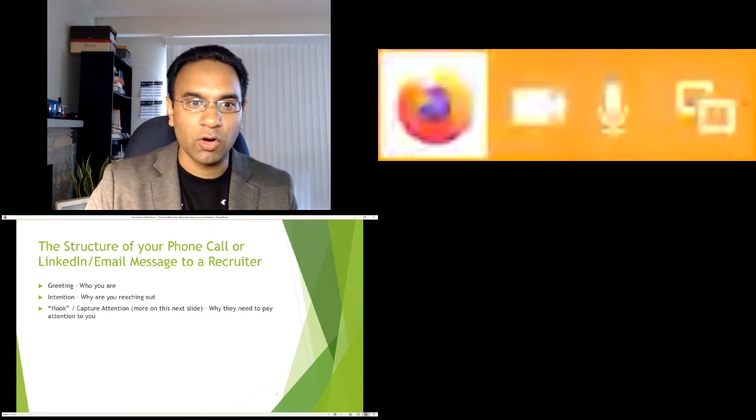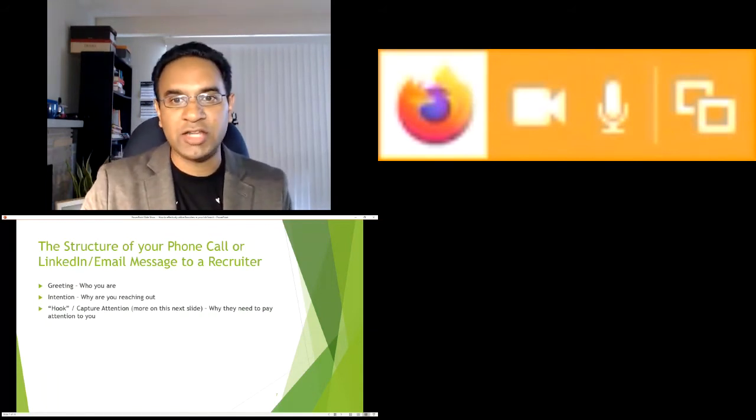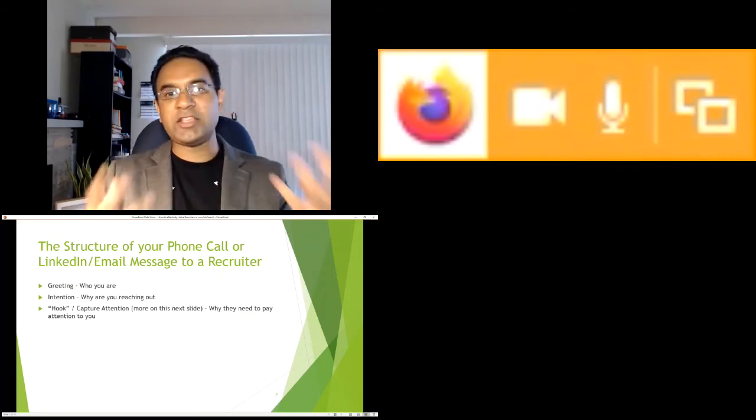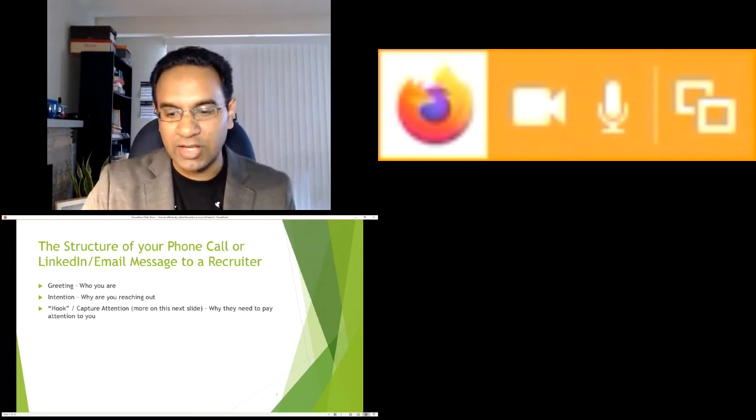Number three, hook or capture attention. This is where you need to capture the recruiter's attention. It's something attention grabbing that makes the recruiter say, oh wow, okay, I need to pay attention. I need to get into communication with this person. And why they need to pay attention to you, right? That's the whole point of that.